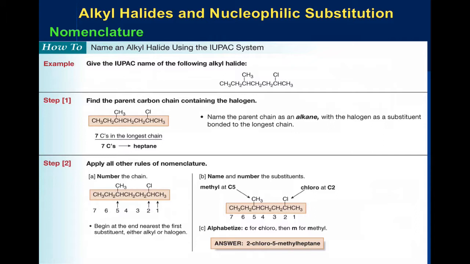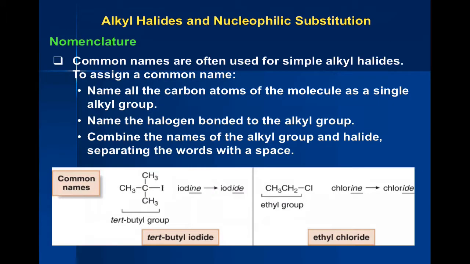We'd have to see that with solid wedges and dashed wedges and all that kind of stuff. But right now we're just interested in the rough nomenclature. So that's okay. When we get to talking about alkyl halides, there are some common names that you need to commit to memory. Okay? So for example, this molecule right here, the common name is tert-butyl iodide. And you will always hear me refer to it as tert-butyl iodide.